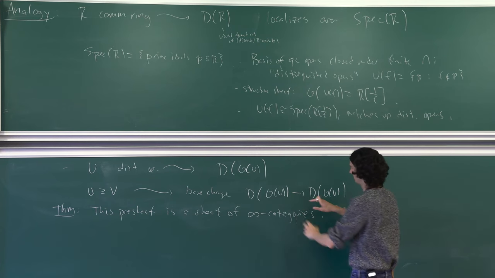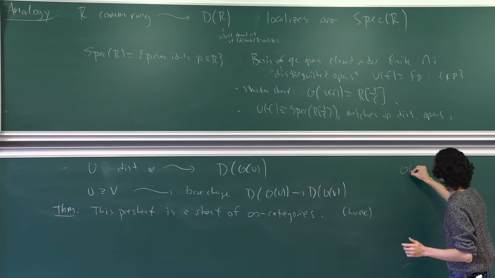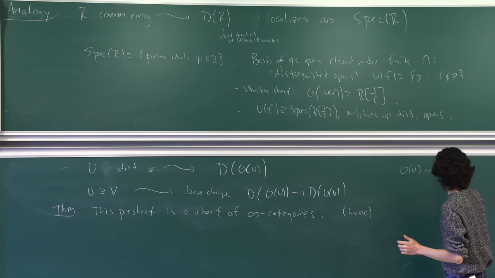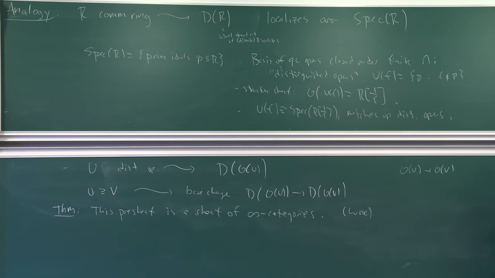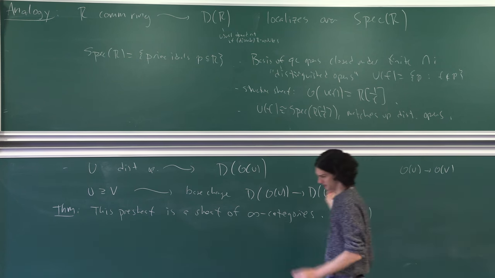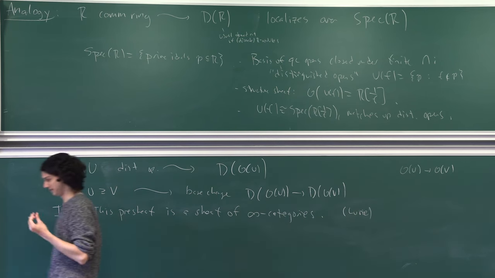In this situation, the localization maps are flat. So O(U) going to O(V) is a flat map. Well, it's just a localization. And so if you have a derived statement, then using the flatness of localization, it's not too difficult to deduce an abelian statement. But in the setting I'm about to discuss, these localization maps will not, in general, be flat.